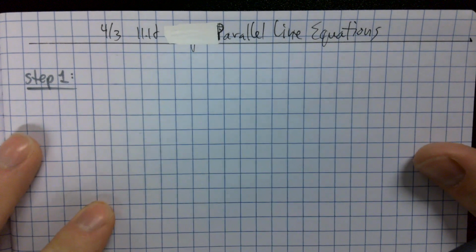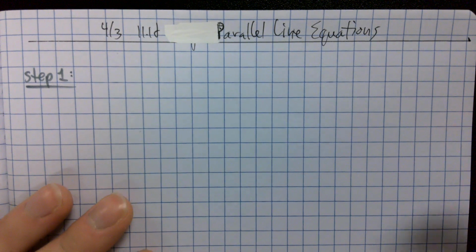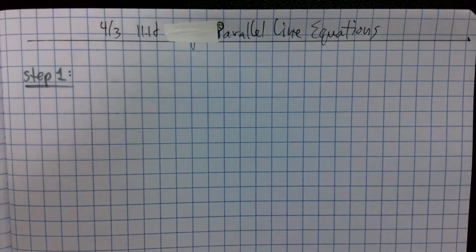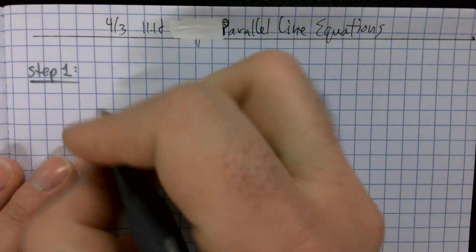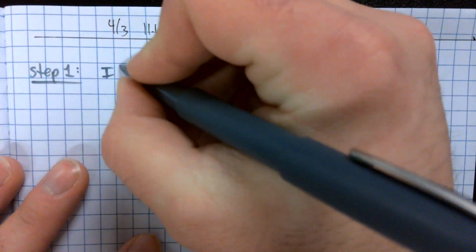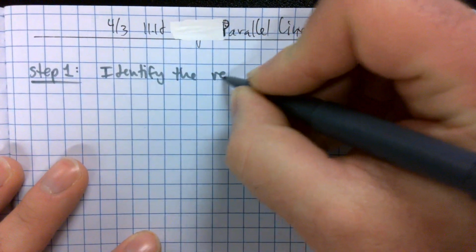Yesterday we kept it nice and simple with just a missing question mark and an angle measure. Either they're equal to each other or they add to 180. Today we're going to make it a little bit more difficult by throwing in some equations. The first thing we have to do, obviously, is identify the relationship.